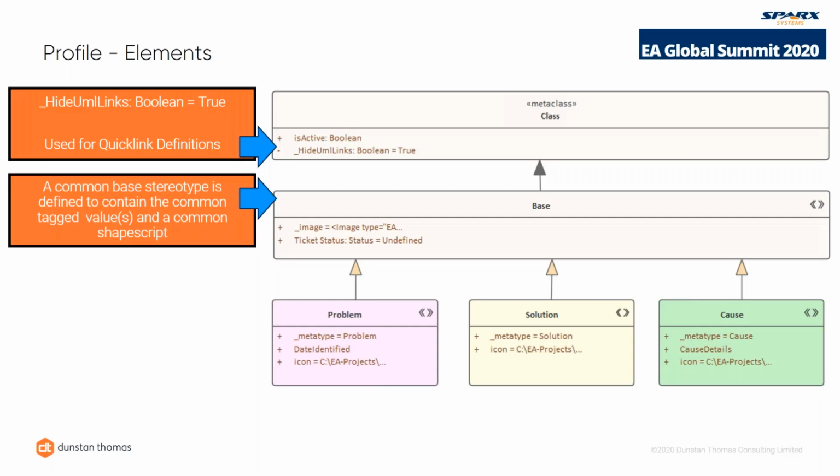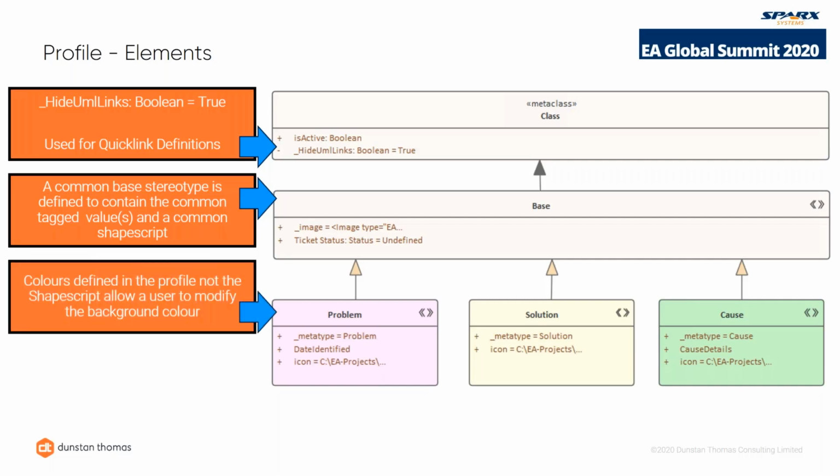I've used what I call a common base. On the previous slide, you saw one tag value was replicated in all three elements. So to save duplicating those tag values, simply I can put them in a common base area and inherit it. So the problem, solution, and cause all inherit this. Not only can they inherit the tag value, they can also inherit a Shapescript as well, if and only if the Shapescript's identical in all subclasses. I think that's obvious, really.